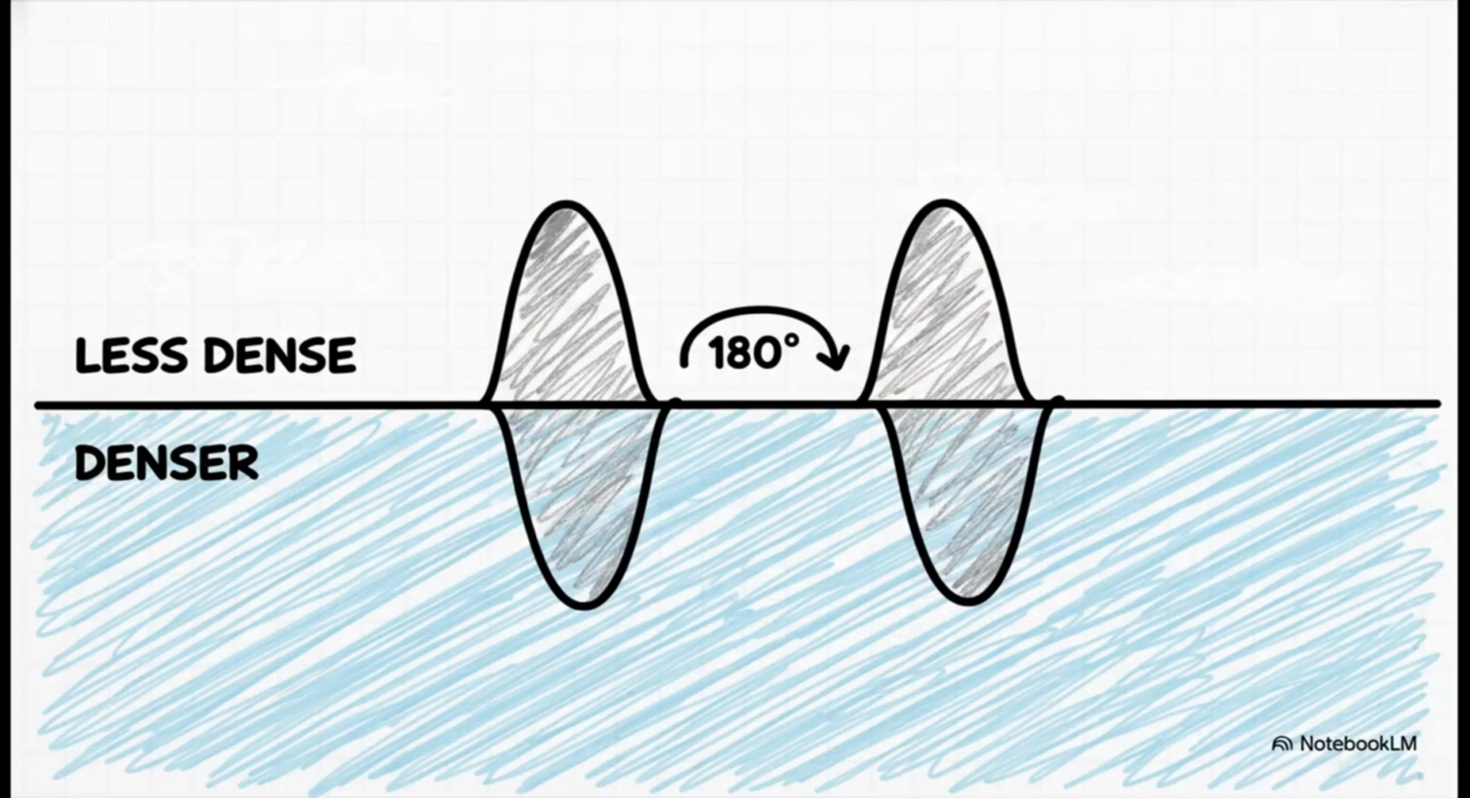Now here's the second rule, and this one is an absolute game changer. When a wave of light bounces or reflects off a surface that's denser than what it was traveling in, say light in the air hitting water, the reflected wave literally flips upside down. It's called a 180-degree phase shift. This flip is so important because it means one of the reflected waves is now the exact opposite of the other, which is the perfect setup for them to cancel each other out.